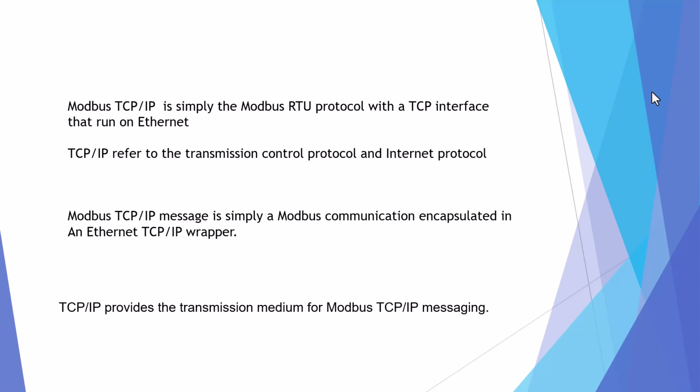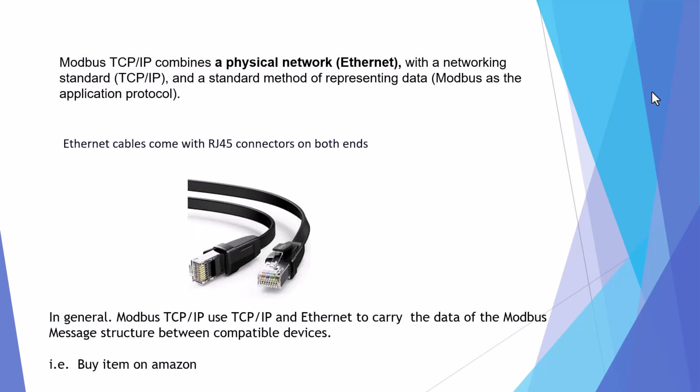A Modbus TCP/IP message is simply a Modbus communication encapsulated in an Ethernet TCP/IP wrapper. TCP/IP provides the transmission media for the Modbus TCP/IP message. So Modbus TCP/IP just uses Ethernet as the physical interface. What is Ethernet? Everybody who uses the internet uses an RJ45 connection on a computer.